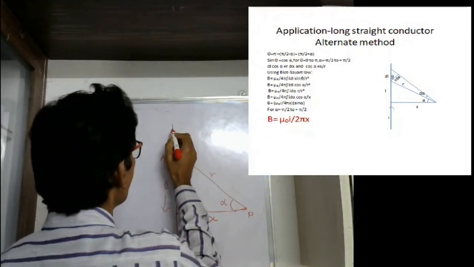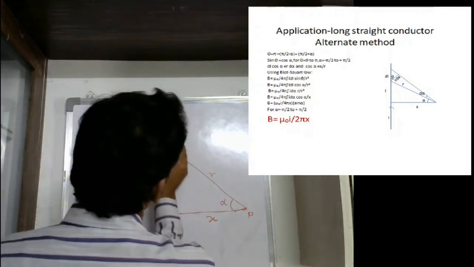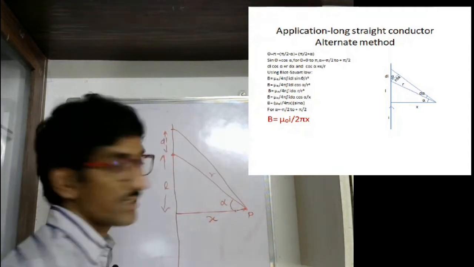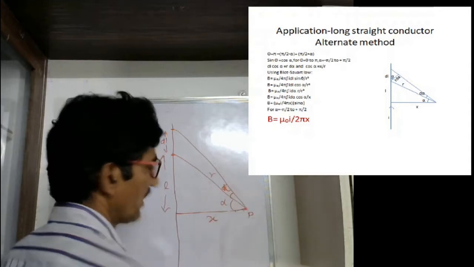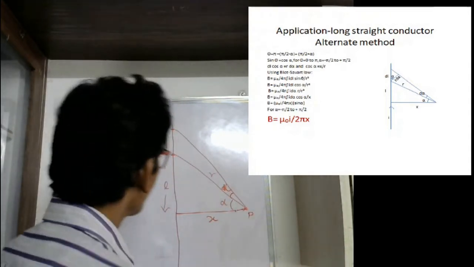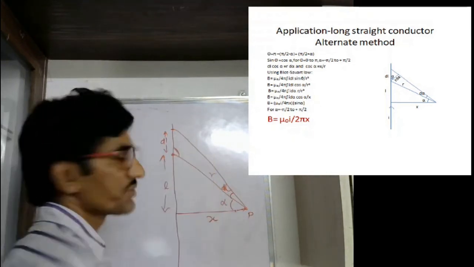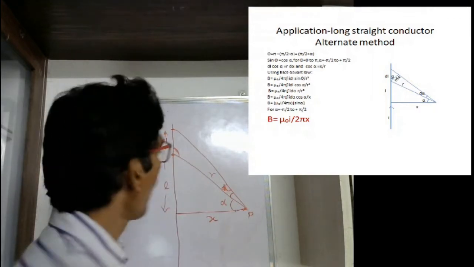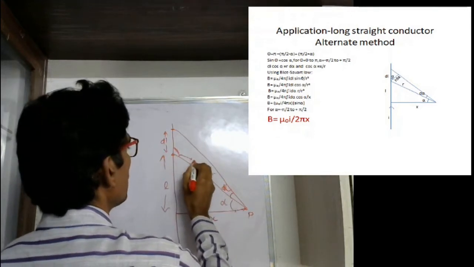Now let us take an infinitesimal element dl of L here. Suppose that this dl makes an angle d alpha at P. This is the angle we use in the Biot-Savart law. Say this is theta.